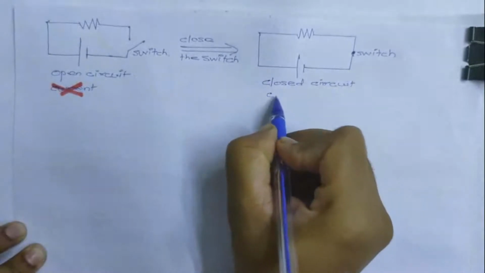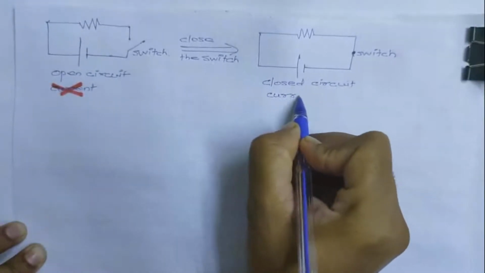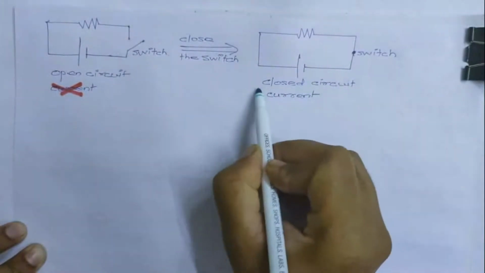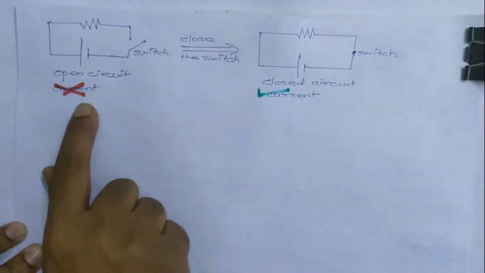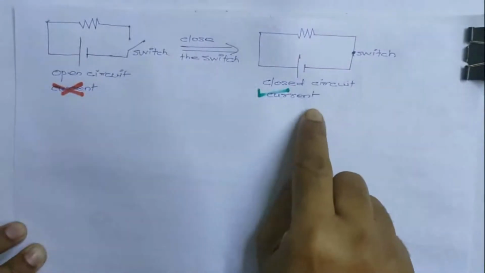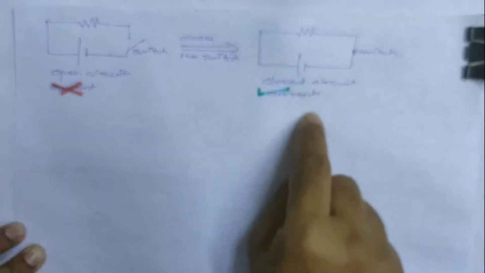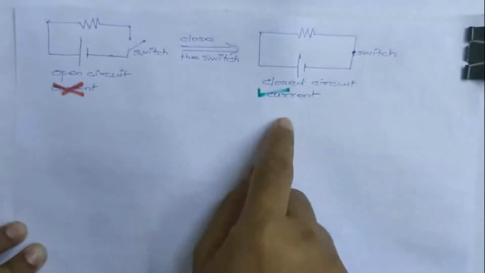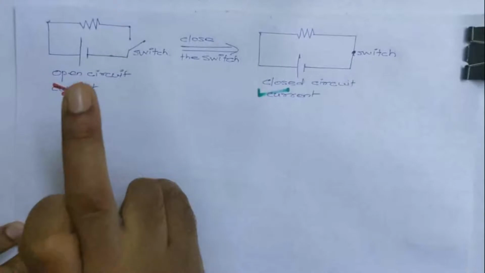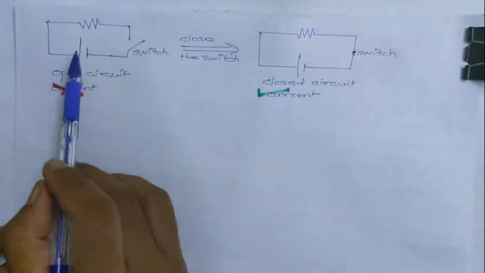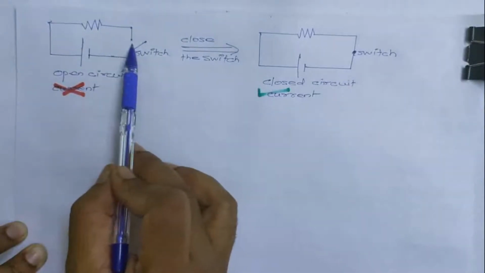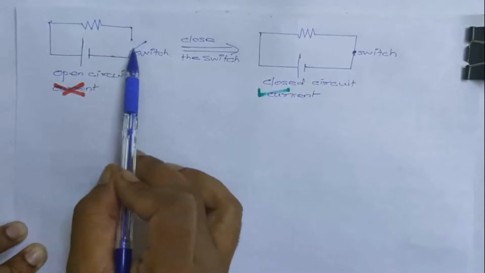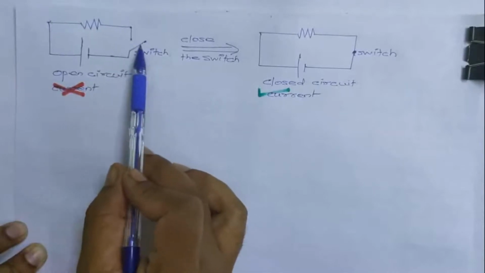Now how about current? Will current flow or not? It will flow. In case of an open circuit, current will not flow. In case of a closed circuit, current will flow. So this is the work of a switch. What happens when you switch off your tube light? That means you are making this kind of situation. You make the circuit open, and after that the tube light stops.